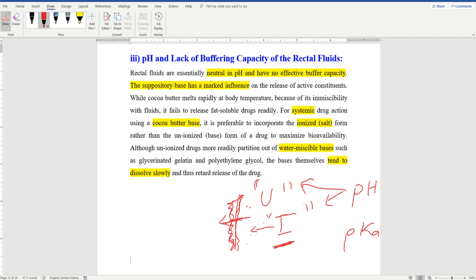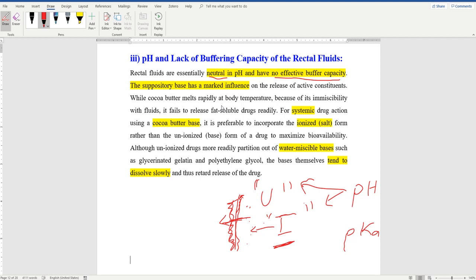Okay. Now regarding the pH. What is the pH of the rectum? It's neutral, meaning about 7. Additionally, it has no effective buffer capacity. I believe either you took this one or you will take it in physical pharmacy, and maybe also in analytical chemistry. Now, buffer capacity is talking about the ability of the buffer to resist changes in pH upon the addition of a small amount of weak base or weak acidic material. So it has no buffer capacity. It cannot control the pH.